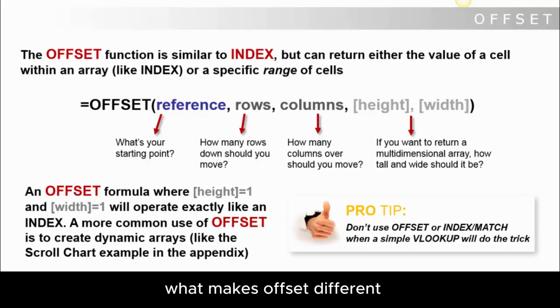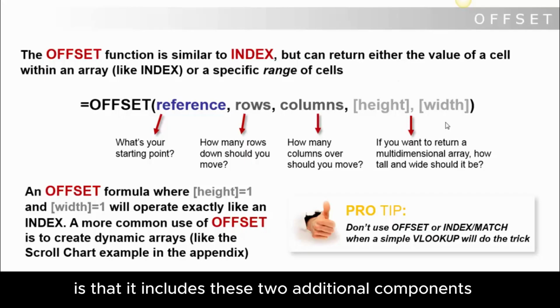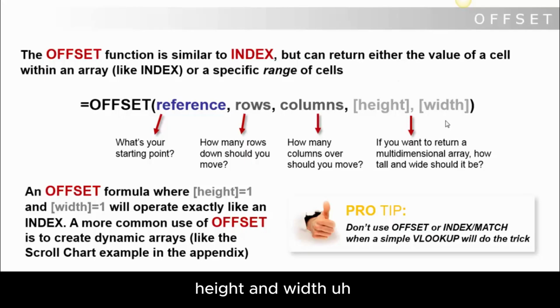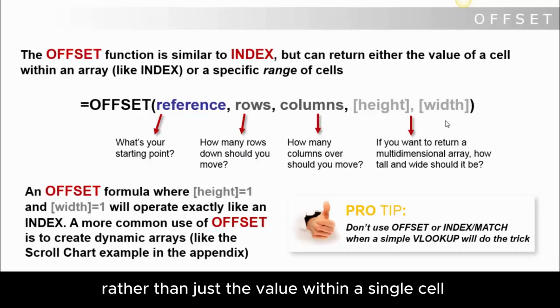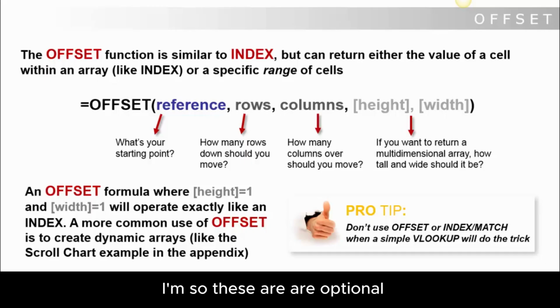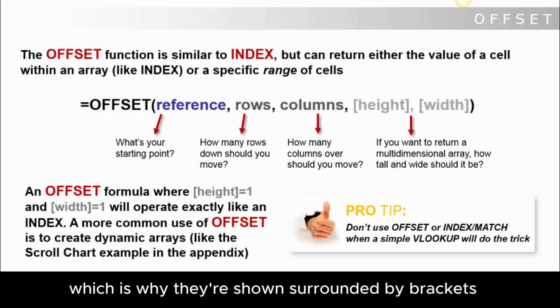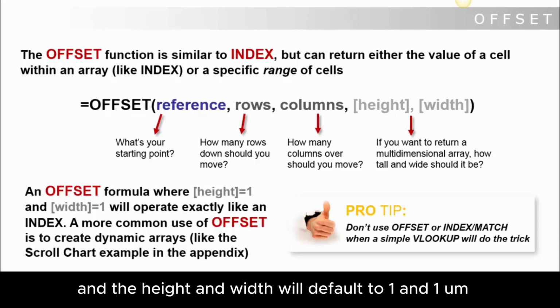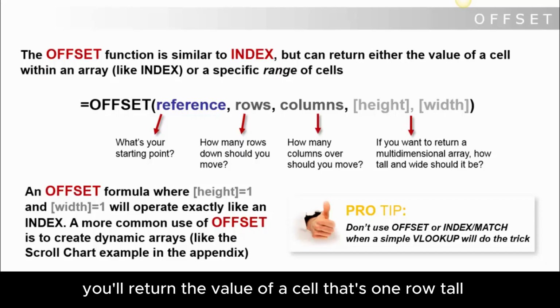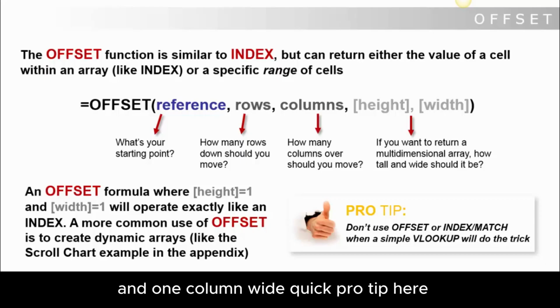What makes offset different is that it includes these 2 additional components, height and width, which lets you return a multidimensional array rather than just the value within a single cell. These are optional, which is why they're shown surrounded by brackets. If you leave those blank, if you just close out your formula after the columns indicator, it will be just like an index, and height and width will default to 1 and 1. So you'll return the value of a cell that's 1 row tall and 1 column wide.